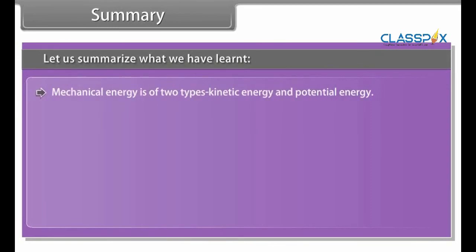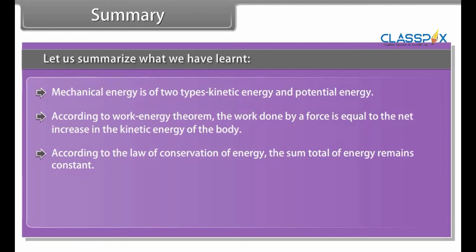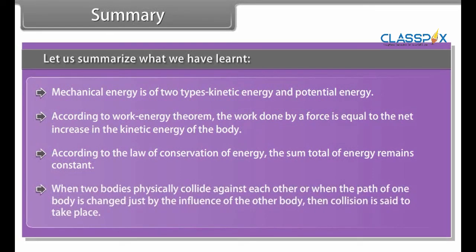Mechanical energy is of two types: kinetic energy and potential energy. According to the work-energy theorem, the work done by a force is equal to the net increase in the kinetic energy of the body. According to the law of conservation of energy, the sum total of energy remains constant. When two bodies physically collide against each other, or when the path of one body is changed just by the influence of the other body, then collision is said to take place.